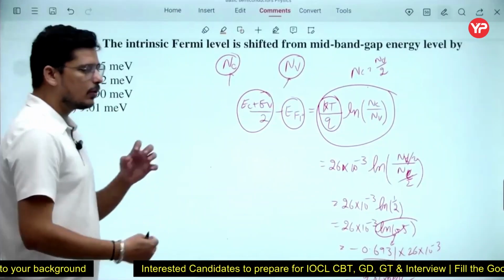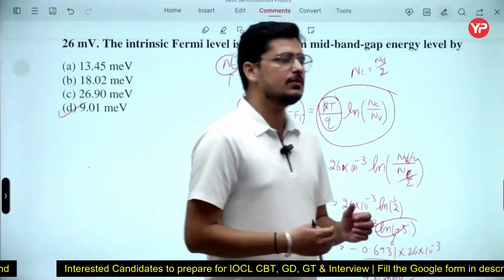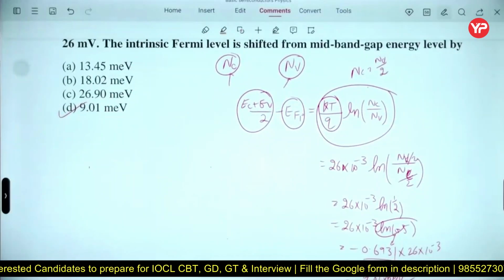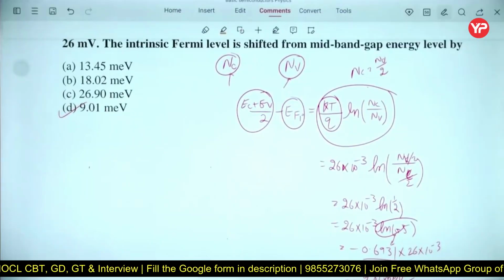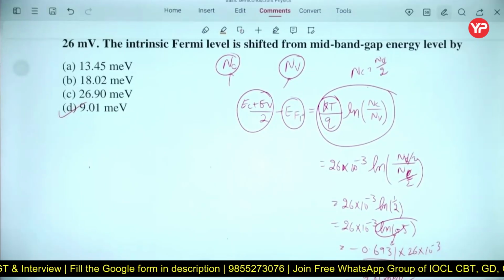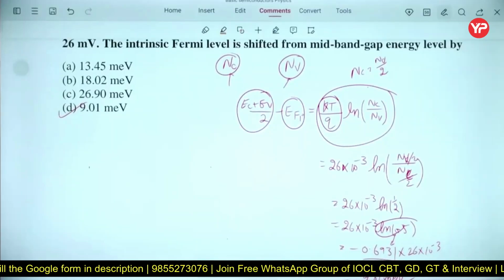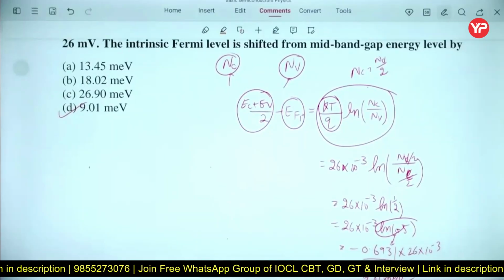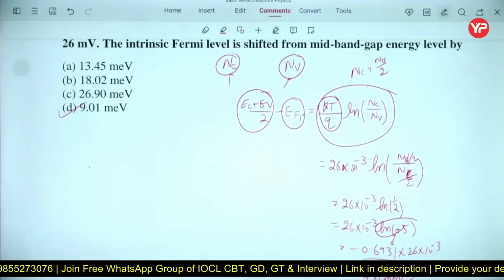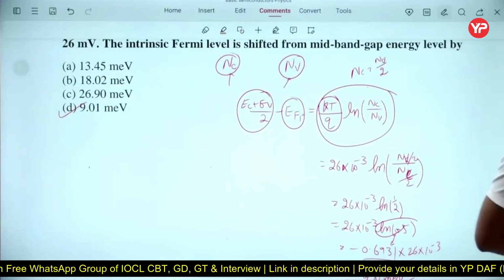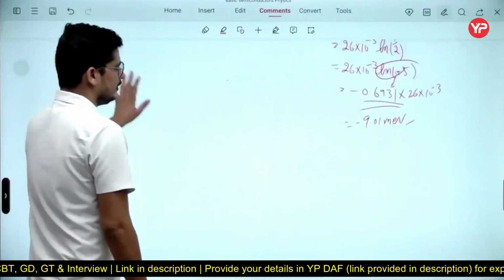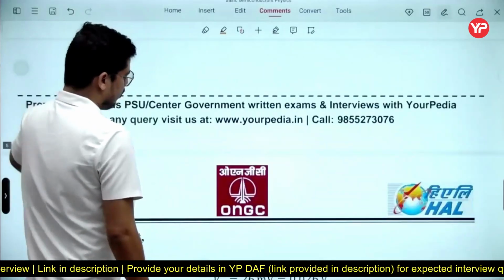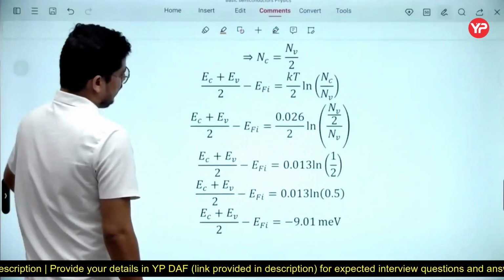So whenever we talk about the shift, it mainly depends on these things. The shift is (EC plus EV) divided by 2, which is the exact middle, minus EFi, the intrinsic Fermi level. That means from the middle value it is shifted like this, and that is equal to KT over Q ln NC over NV. So the answer is D here, correct. Okay, next question.